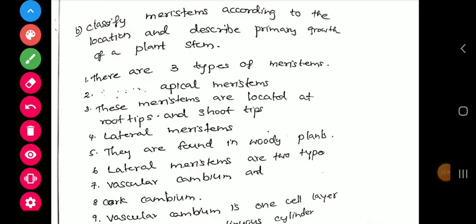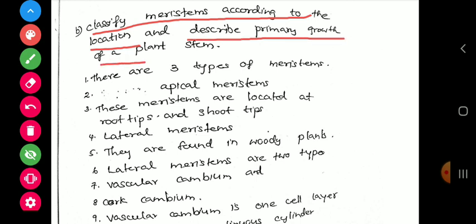Classify meristems according to the location. What do we have to do? We have to classify meristems according to the location. And then we have to describe the primary growth of a plant stem. There are three types of meristems. So what are the three types of meristems? Apical meristems, lateral meristems, and intercalary meristems.